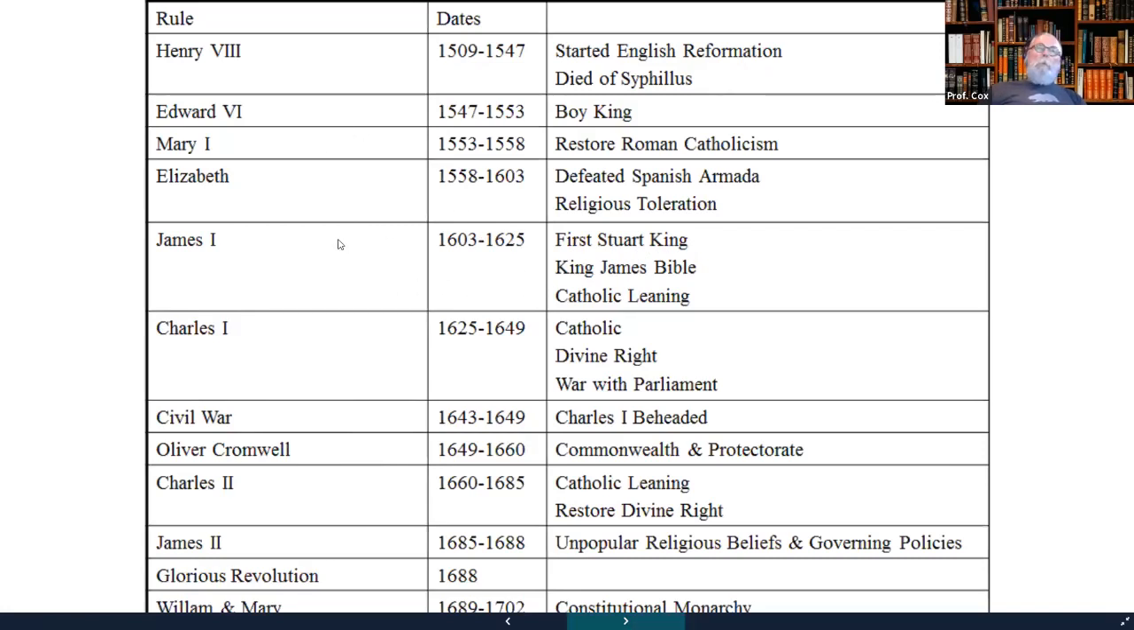because by now, much of England has decided they want to be Protestant. They don't really want to be Catholic. There are some still left, but most of them don't want to be Catholic, right? And some of them really hate Catholics, okay? So he ends up being king for quite some time. A couple things we know about him.